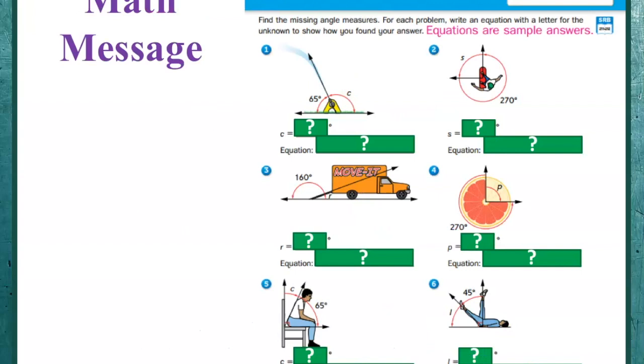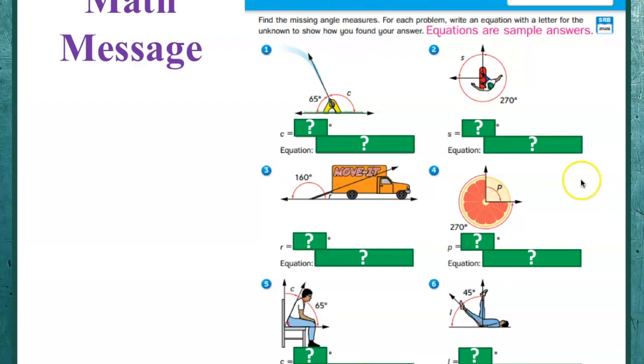Okay, boys and girls, this is your math message today, which is on page 273. I would like for you to try and complete these. I will read the directions to you. This is a warm-up, and then we will go over it. Find the missing angle measures. For each problem, write an equation with a letter as the unknown to show how you found your answers. So keep in mind, you need the answer, and you need an equation with an unknown. The unknown, by the way, is already given to you. So for example, number one, you'll use C as your unknown for the letter. Go ahead and check back when you're ready.